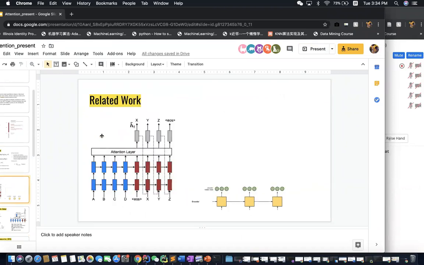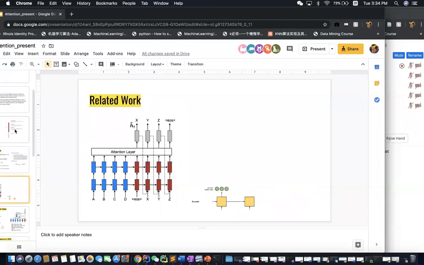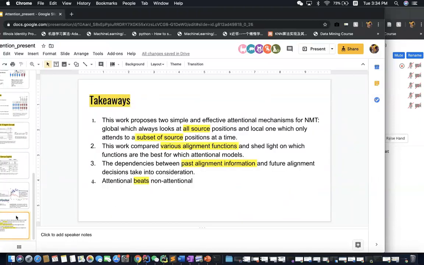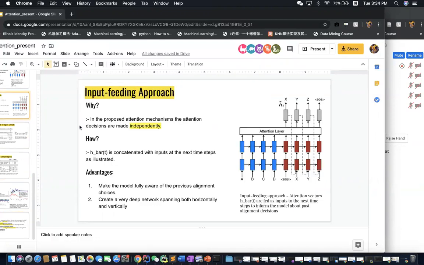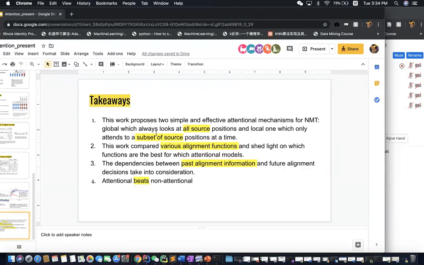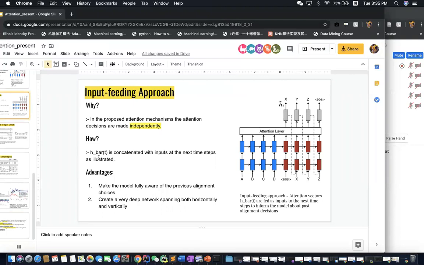I want to ask a question. At the last takeaway, I remember your third point was about the dependency between past alignment information and future. How is this reflected in the model, or in the paper? It is mainly in the input feeding approach. Okay, so this is demonstrated in the input feeding approach. Like here, the H bar T is also used as an input to predict the target word.